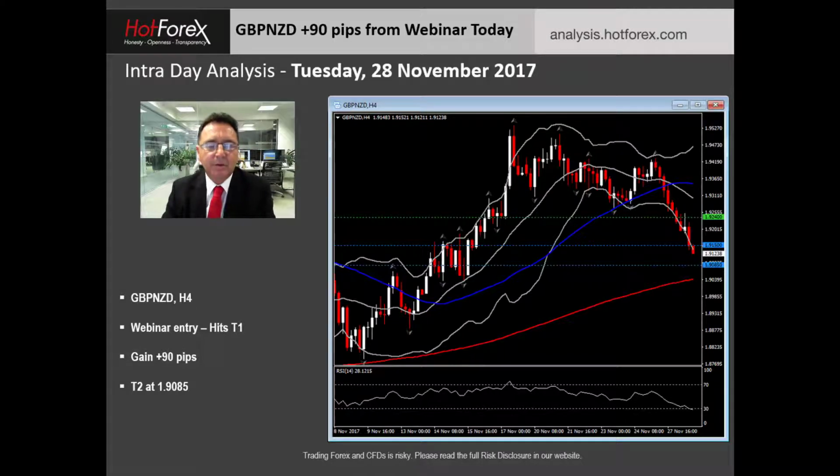There's a few kicking around at the moment. Lots of activity on the New Zealand dollar yesterday. So target was 191.50, which we've hit for a 90 pip gain just in the last hour or so. And target 2 is one down here at 190.85.